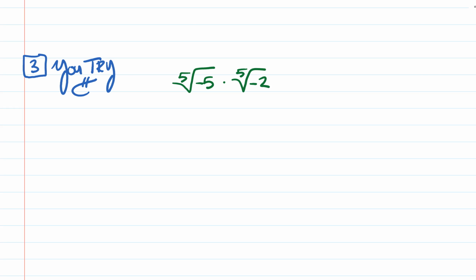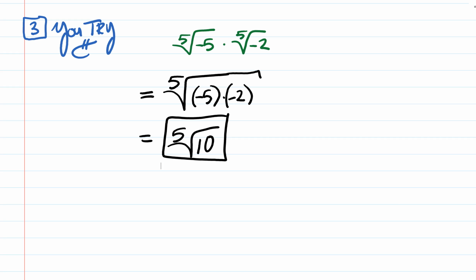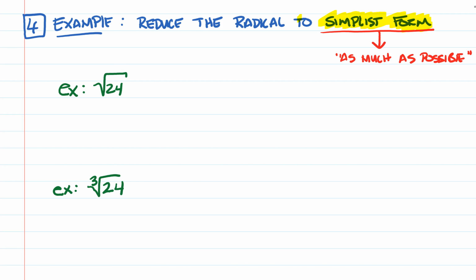Okay, box 3, a you try. Multiply the 5th root of negative 5 times the 5th root of negative 2. Ready, set, go. Okay, hopefully you got the right answer, the 5th root of positive 10. The reason we can keep going is because we have like indexes. So it's the 5th root of negative 5 times negative 2, which gives us the 5th root of positive 10.